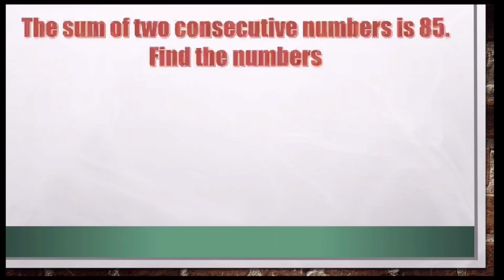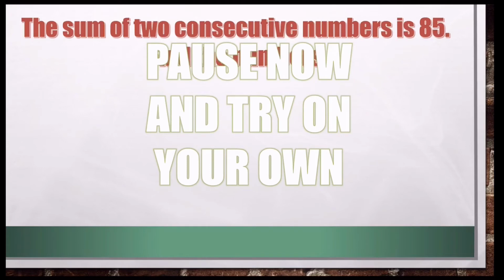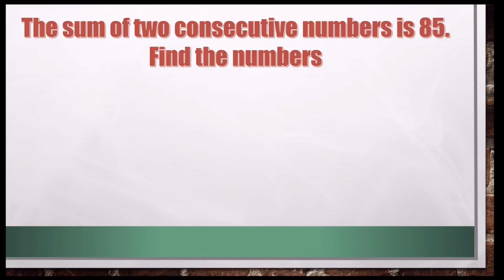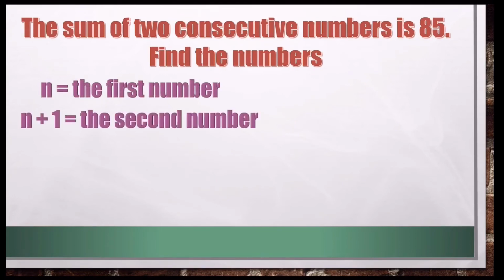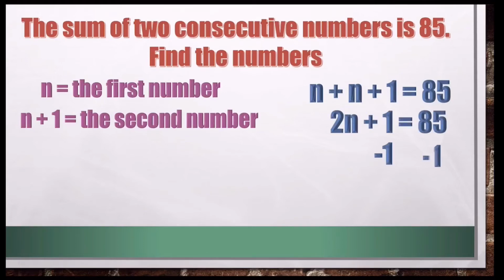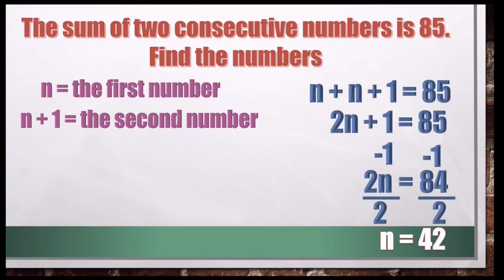Okay, so here's our next one. The sum of two consecutive numbers is 85. Find the numbers. So I want you to pause now and try this one on your own. Okay, so just like the last one, n is our first number, n plus 1 is our second number. When I go and I add these, because it says the sum of, I would combine like terms, bring my 1 to the other side. 2n equals 84. Divide both sides by 2 so that n equals 42.